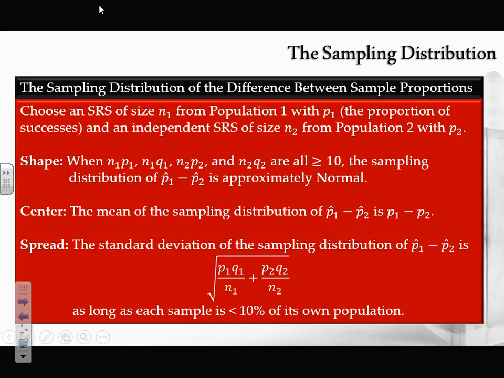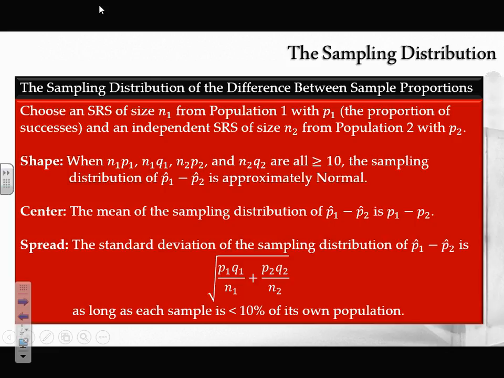So sample 1 times the population proportion, and then sample 1 times the complement. If those are both at least 10, then you can check your second population. So take N2 times P2, and take N2 times Q2. And those have to be at least 10 as well. So it's the same condition that we checked before, it's just now we have to do it for both populations. Get it? All right, so if that works, we get a normal distribution.